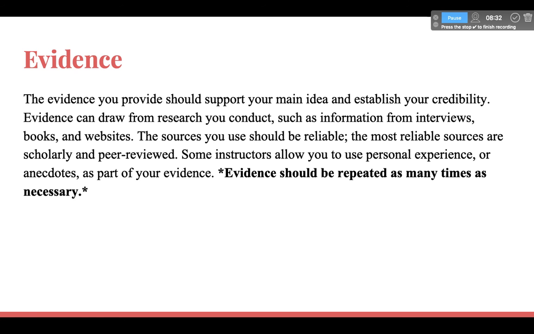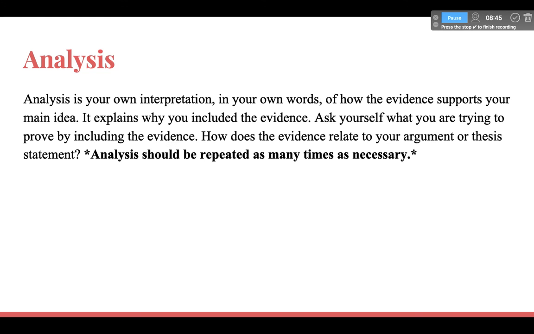And again, evidence should be repeated as many times as necessary. And when I say repeated as many times as necessary, I mean different types of evidence, not the same fact being used over and over again.